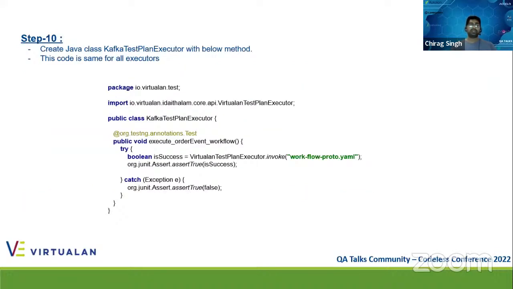And this is a Java class for the Kafka test plan executor. In this class, you just need to give the name of the YAML file which we discussed earlier, and the @Test annotation shows that we are going to run this method as a test. So we just need to create a Kafka test plan executor file to run our test scripts.